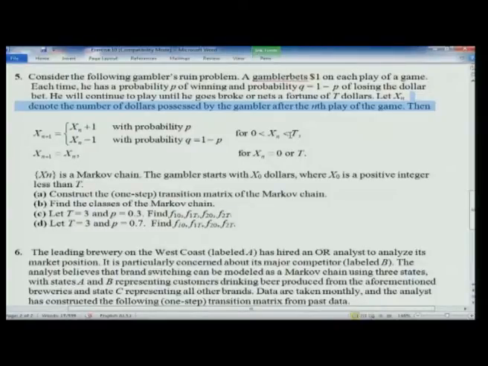Let t equal to 3 and p equal to 0.3. So, if it is a question of earning up to $3, that means your states will be 0, 1, 2 and 3. Then I have asked you to find out the first passage probabilities f10, f1t, f20 and f2t, and then again the same things when p is 0.7.